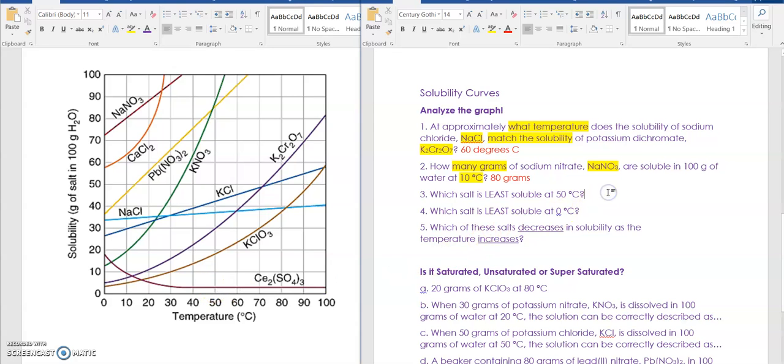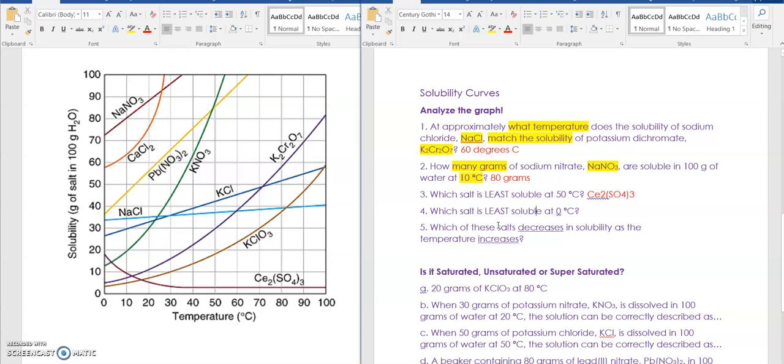So my answer to this one is going to be Ce2SO3. This is also known as cerium sulfate. Let's go on to our next question.